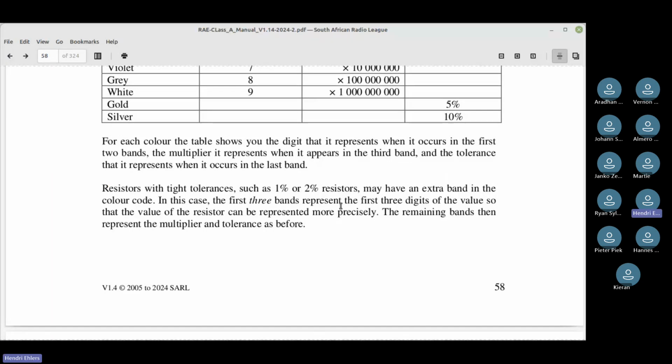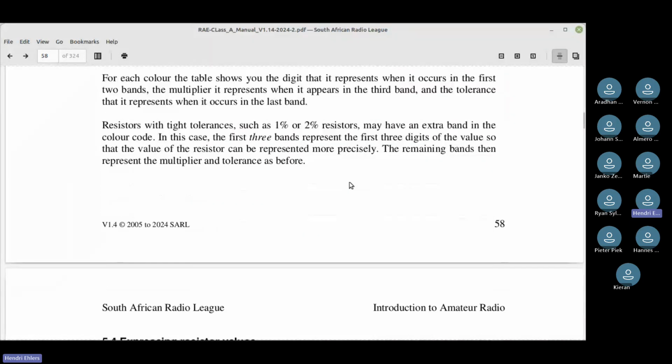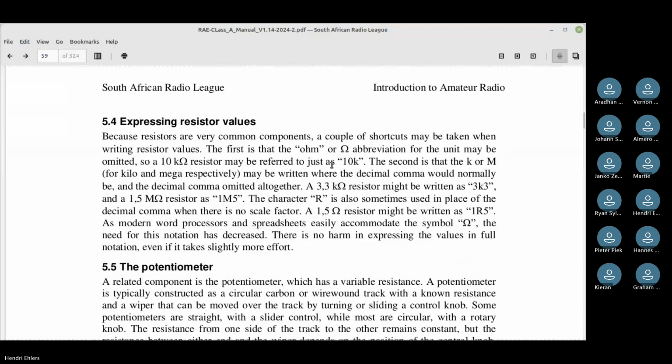But generally, it's only in exceptional circumstances where they use the 1%, so you won't really encounter that a lot. But it's good to know.